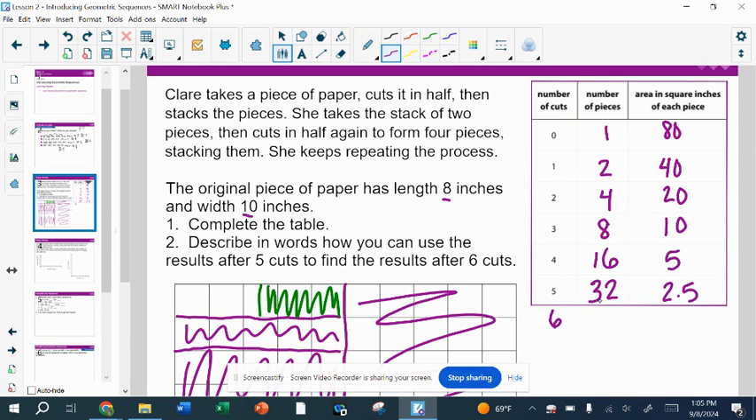If I had 6 cuts, we're going to double this. I'm saying this in words, but I'm also going to write it. We would have 64 pieces of paper. And then when I do cut that one, I would have half of 2.5, which would be 1 1/4. So 1.25 I could write.